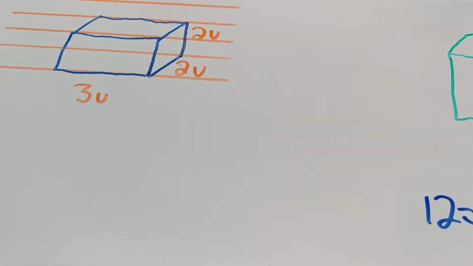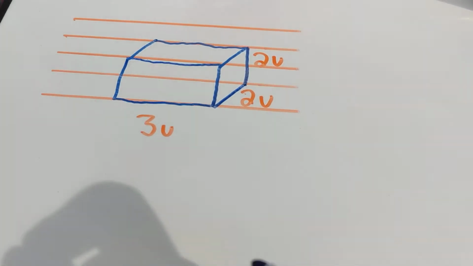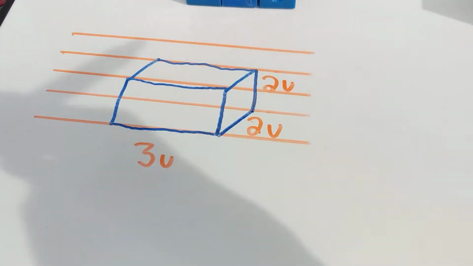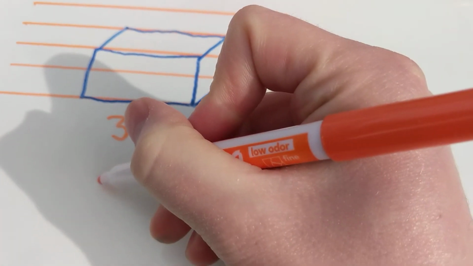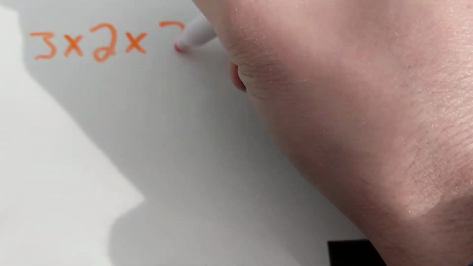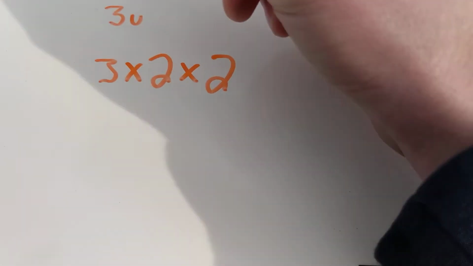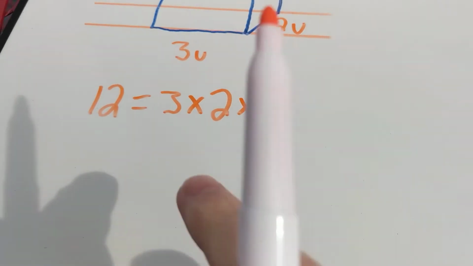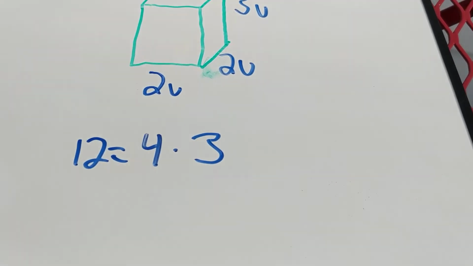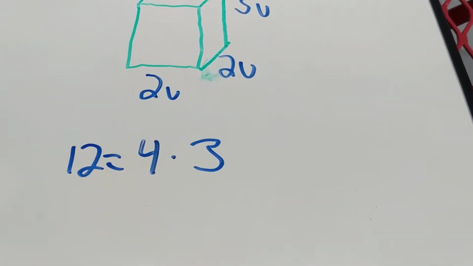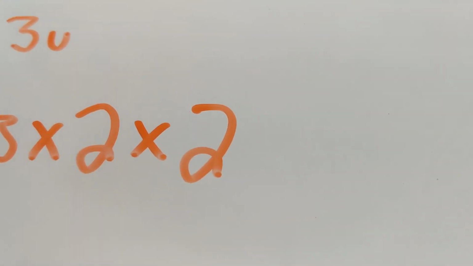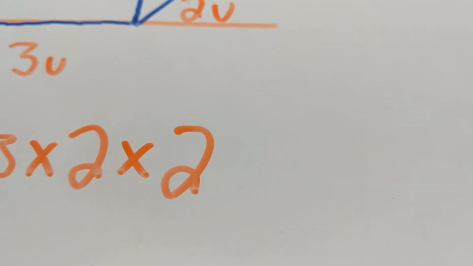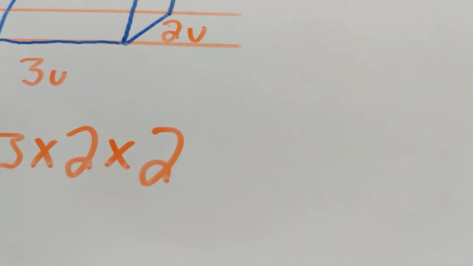Maybe another way that we could look at it here, if we see that it's 3 wide, 3 long, 2 wide, and the height is 2. That also equals 12 cubic units. 3 times 2 times 2 should be similar to 4 times 3, as 4, my base, is the equivalent value of 2 times 2.